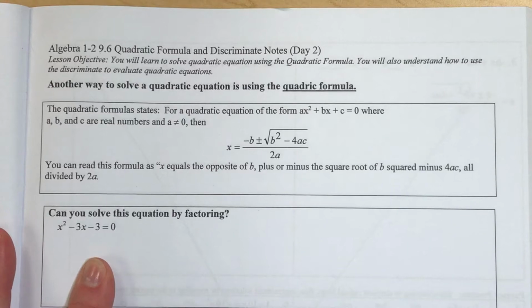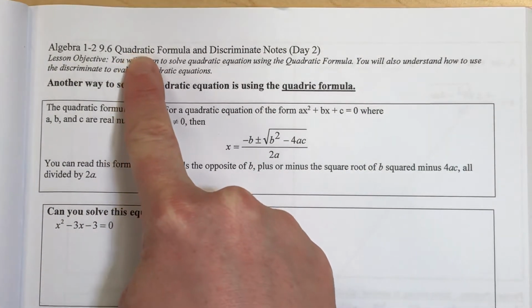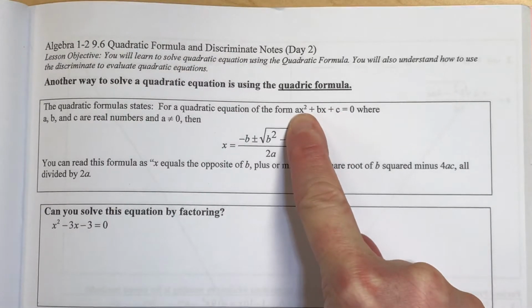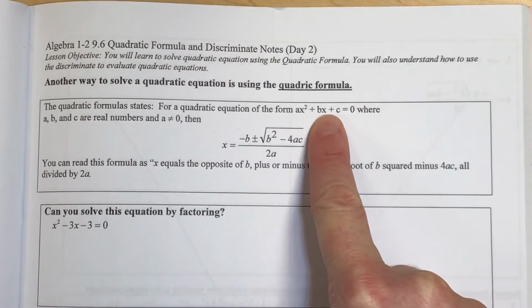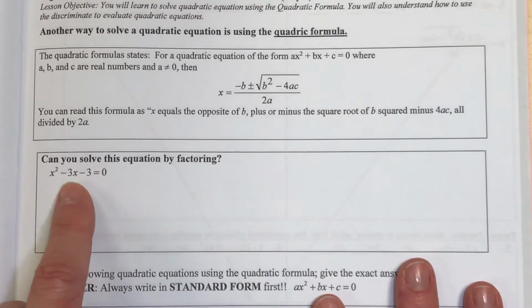In this video, I'm going to go through our second lesson on solving a quadratic with the quadratic formula. And the quadratic equation is going to look like this: a number in front of your x squared term, and then you have a linear term and then a constant term. And so something like this that you see here in this example.